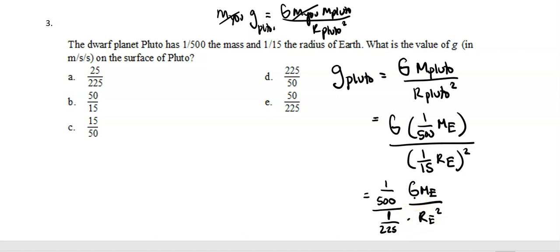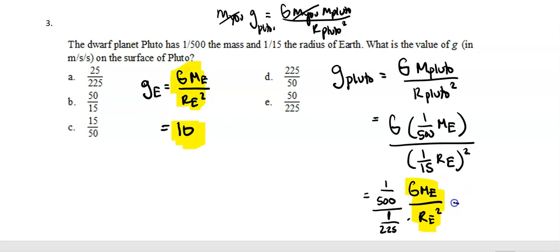Okay, so now let's go ahead and go back. What we said, remember on the last problem, is that g on Earth's surface is just big G ME over RE squared, which is just the number 10, 9.8 to be more exact, but 10 to make our math easier. So again, this whole thing is just the g on Earth's surface, which is 10. So we can substitute that in. So we essentially now have 1/500. Oh my goodness, I should simplify that first. Okay, so let's simplify that first.